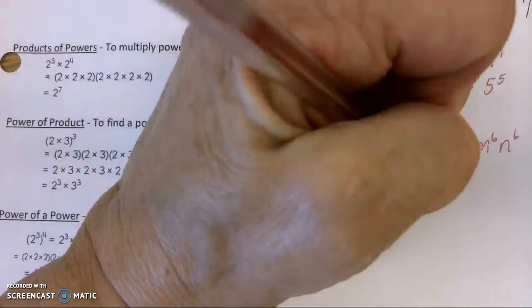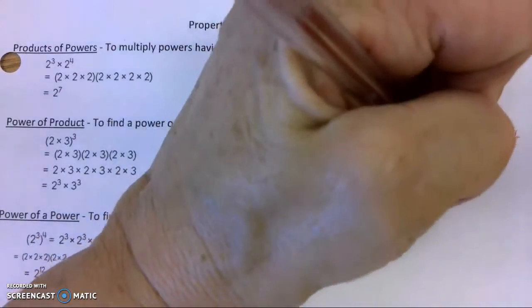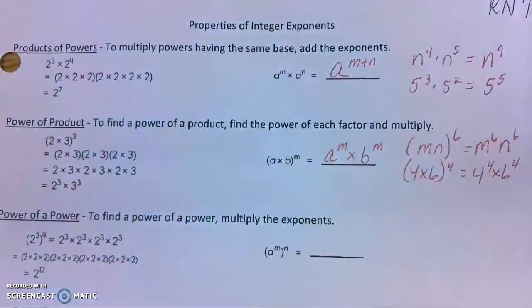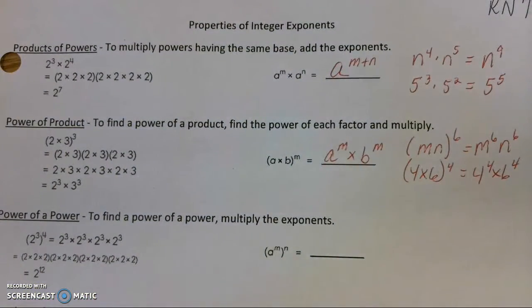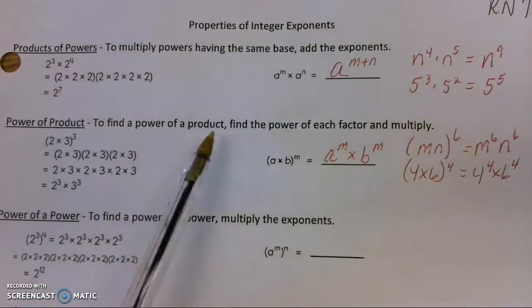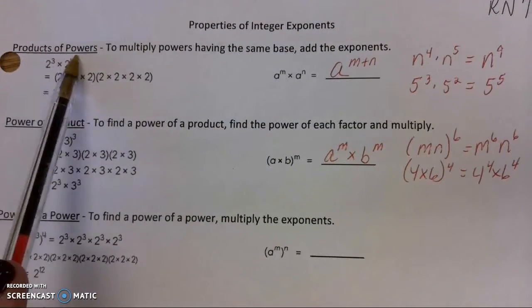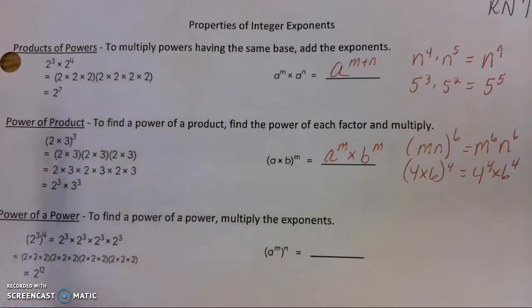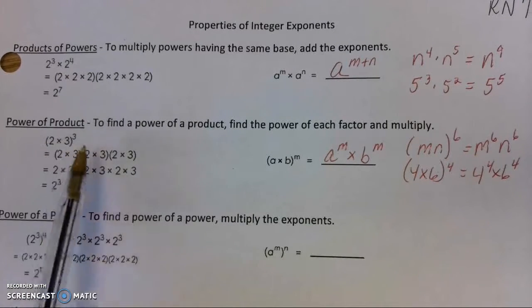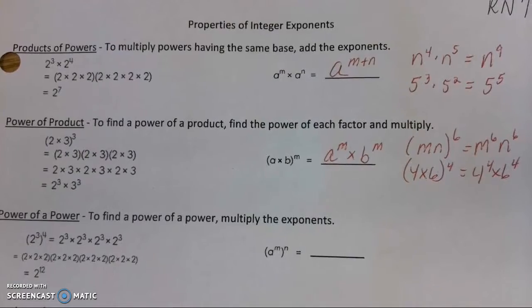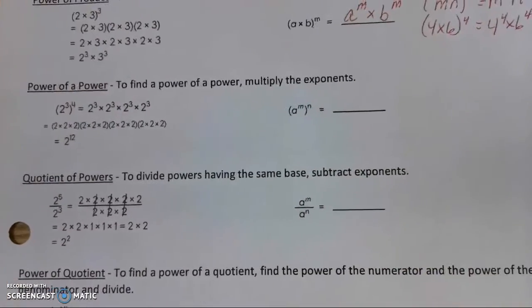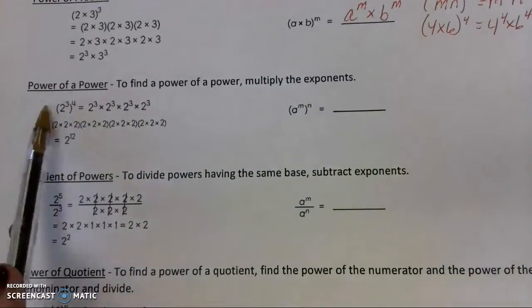Using numbers, 4 times 6 raised to the 4th power, 4 to the 4th power times 6 to the 4th power. So notice the difference between products of powers. I have the same base. Power of a product, my bases are different. They're factors.